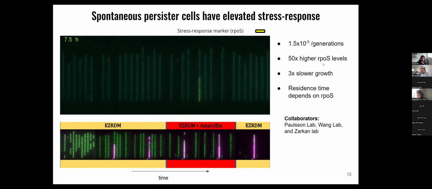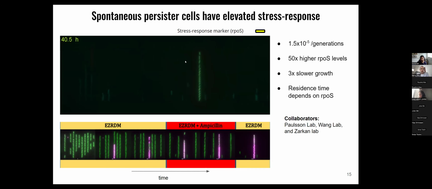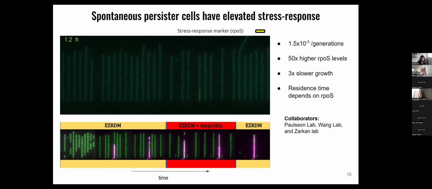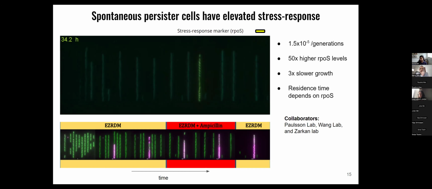So they have 50 times higher amount of the stress response sigma factor, and they appear only 1.5 times 10 to the minus 5 per generation with this frequency. You can see that in this experiment, which is movies looping through, around the 25-hour time point, we flow antibiotic, and all the other cells immediately start to die, whereas this lineage can survive. And we find that the residence time of this particular phenotype is about 14 generations, and then they switch back.